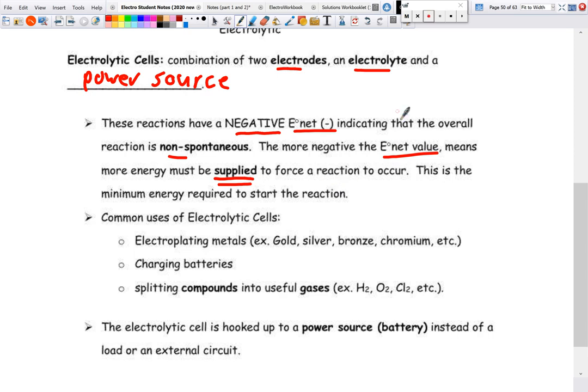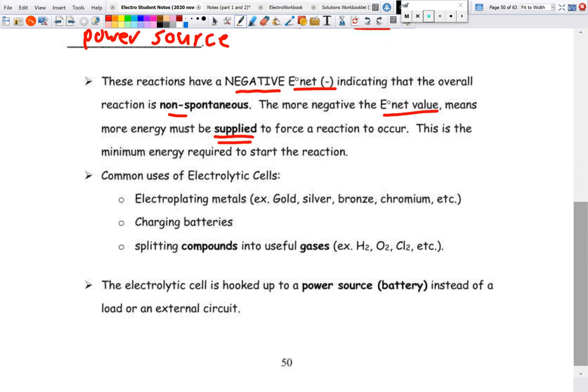Now, some common uses for electrolytic cells, we have electroplating metals, so that just means depositing gold, silver, bronze, or chromium on other non-useful metals like iron or nickel, or just metals that aren't really valuable, but we can plate a valuable metal on them. Of course, charging batteries, that is why we have to hook them up to the outlet in our houses and stuff like that, so it recharges batteries. And of course, another very useful one is splitting compounds. So this is how we can get hydrogen gas, oxygen gas, chlorine gas, and so on.